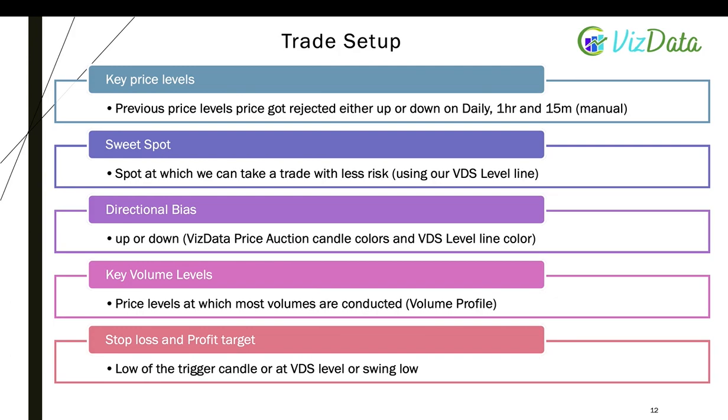Sweet spot also can be recognized using the VizData Scalper levels, VDS levels. The VDS levels are always a good support or resistance at any given point in time for us to identify the sweet spots and the reversals, right? So VizData Scalper levels are very, very important. Then the fourth thing is the volume, which we already talked about.